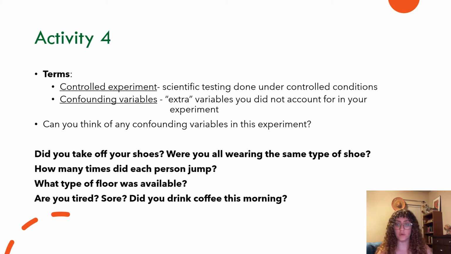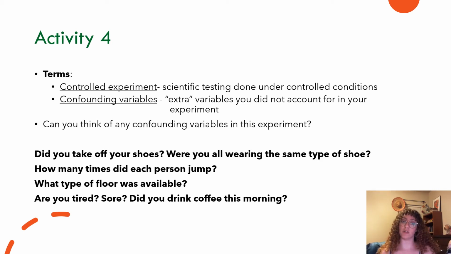And then just in general, this is human biology, so the way you are feeling as a person also affects your data. So like if you're tired today, you won't jump as far. If you're sore, your muscles might hurt, so you won't jump as far. If you have more energy than someone, then you might be putting more energy into your jump, which means you would jump further. So these are just a few confounding variables.